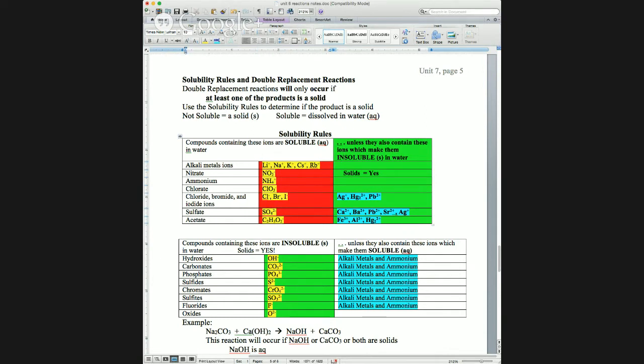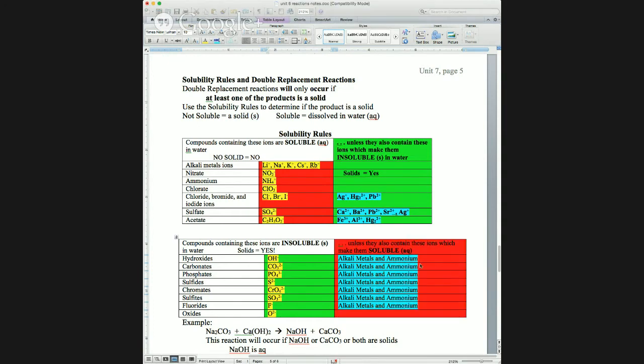So we'll say, no solid equals no. No solid. If it's soluble, it dissolves in water. This is a no, just like this area right here. These exceptions make them a no. Okay? If you put something together and you get a solid out of it, that's a yes. Okay, so if two things react and you end up getting a solid out of it, that's a yes.